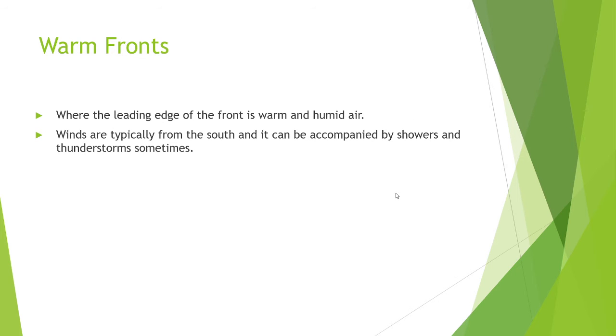Warm fronts, exactly the opposite. This is what the leading edge of the front is: warm and humid air. It's often accompanied by showers and thunderstorms sometimes, but it doesn't always have to be. Winds are typically from the south, coming up, bringing that warm Gulf moisture, and that's what a warm front does. It replaces that cool and dry air. That dry air and the water vapor is represented by orange, typically, on a lot of the water vapor images that you see on television or on these radar systems. And humid air is replaced by that.